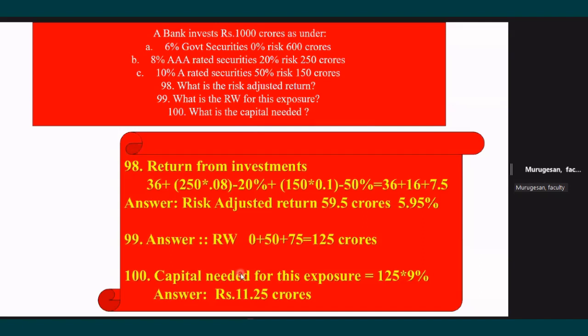First, you have to calculate the risk weight, even if they don't ask. First, you calculate the risk weight, 125 crore. Then you apply 9%. Then you get the capital. So if they don't ask, you cannot come straight to capital. Necessarily, you have to calculate the risk weight. That is why capital is based on risk weight. Capital is based on what? Risk weight. Okay, friends? Understood?